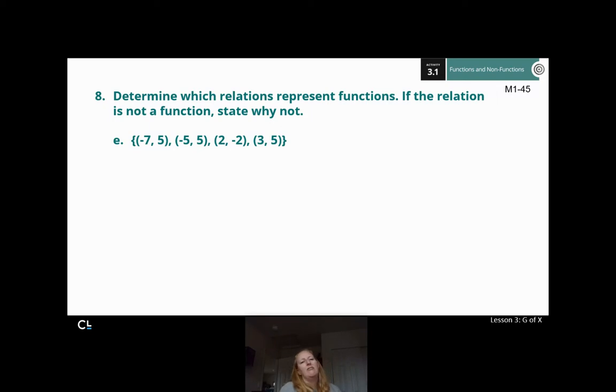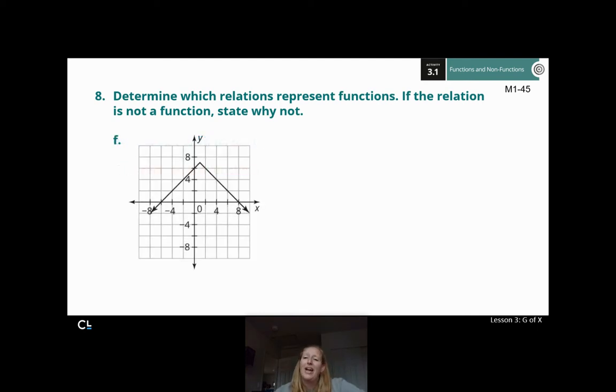What about our ordered pairs here on part E? Negative 7, 5; negative 5, 5; 2, negative 2; 3, 5. Is it a function? Yes, it is. Each domain value only gave me one range value, so that's convenient. And last but not least, part F. Is it a function? Yeah, this bad boy totally passes the vertical line test. This is a great chance to use it: a straight vertical line touches once, touches once, touches once. It always touches only once.